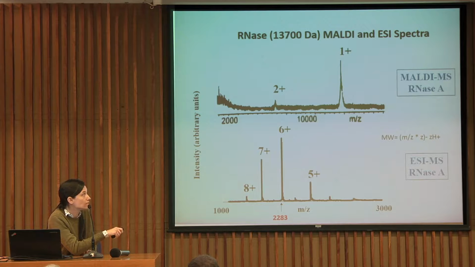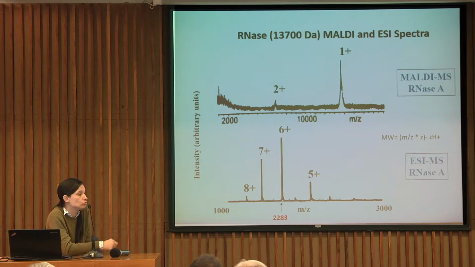And what we see in the MALDI spectrum is a main peak at an m/z of around 14 kilodaltons, which corresponds to the monocharged ion. We also see a much smaller peak at around 7 kilodalton, which corresponds to the doubly charged ion. In the case of the electrospray spectrum, we see a group of peaks. Even though we're talking about an intact pure protein, we get all these peaks that correspond to the different species with different charges of the same protein.